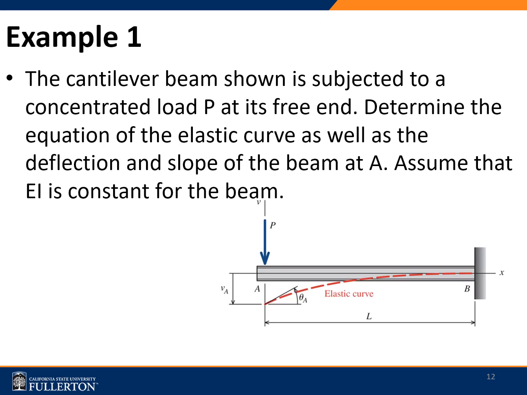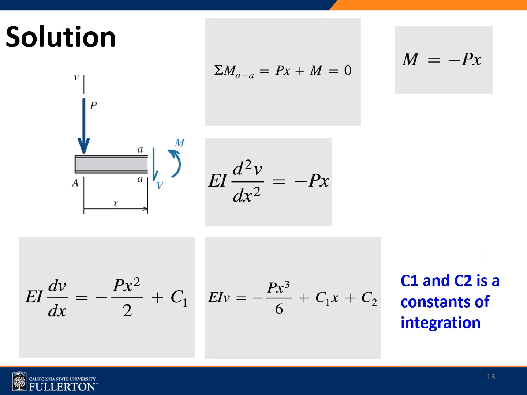Here we can see an example. We have a cantilever beam which is subject to a load P at the end. We are asked to find the elastic curve at point A on the beam. Now we are given that the quantity EI, which is the flexural rigidity, is constant for this particular beam. You could see here we take that section of the beam and we have the load P that's applied.